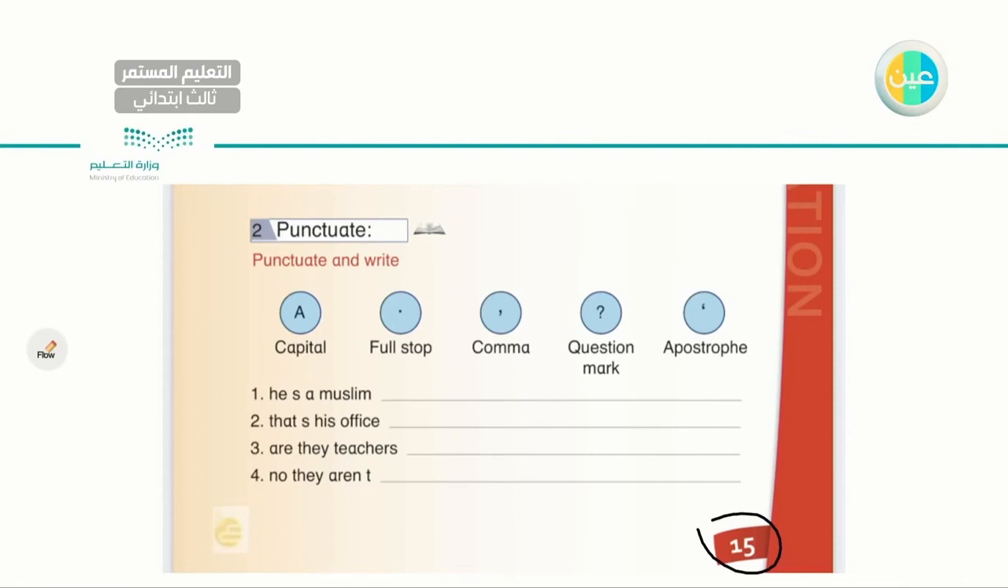He is a Muslim. What do you think? I should start first of all with a capital letter. Very good. He is Muslim. Very good. He is Muslim. Don't forget to use. Let me try to rewrite it one more time. He is Muslim, full stop.